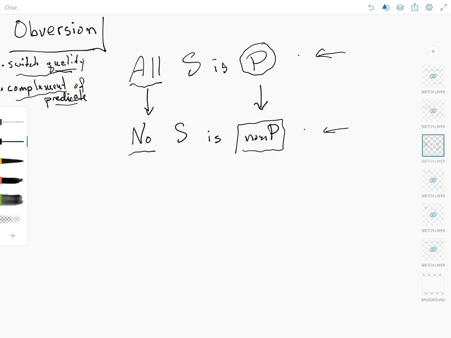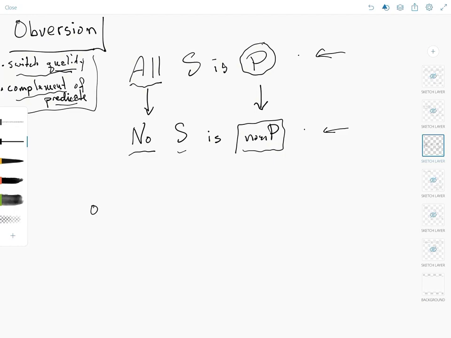Notice, S stays the subject in the conclusion. The complement of P becomes the predicate. So we're not changing anything else except these two things. Change the quality and take the complement of the predicate. So we start with the premise, all S is P, and we end with the conclusion, no S is non-P. Well, let's take another example.